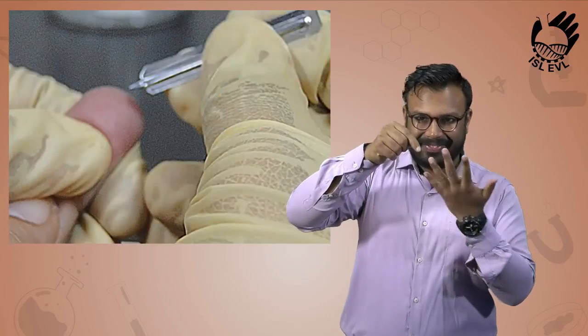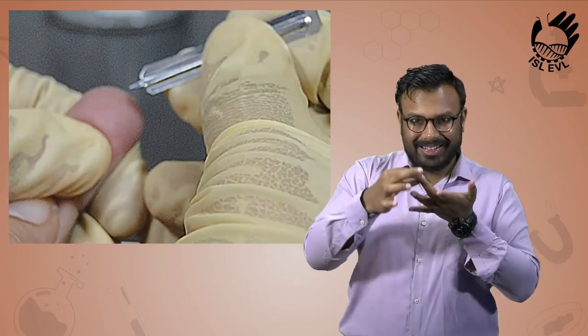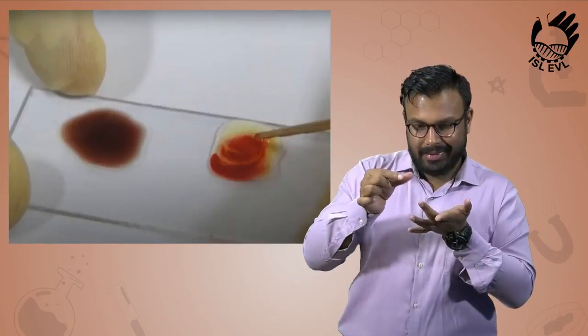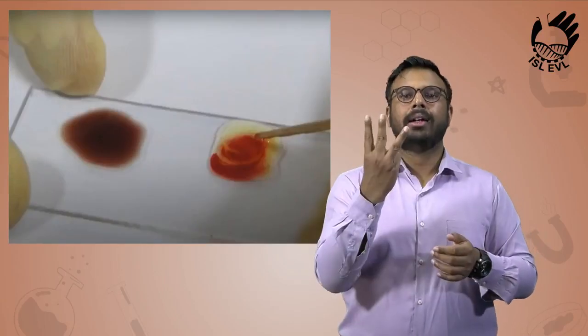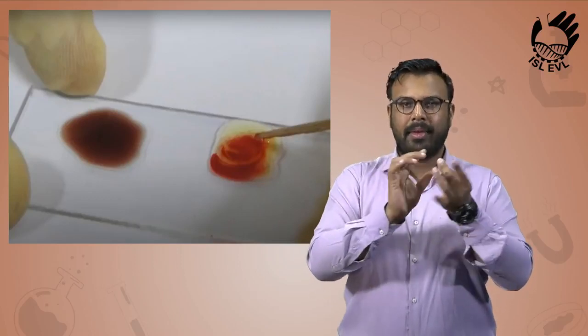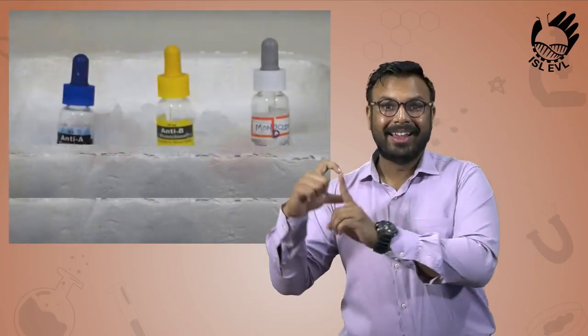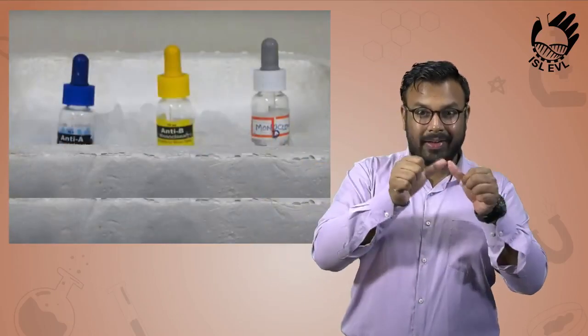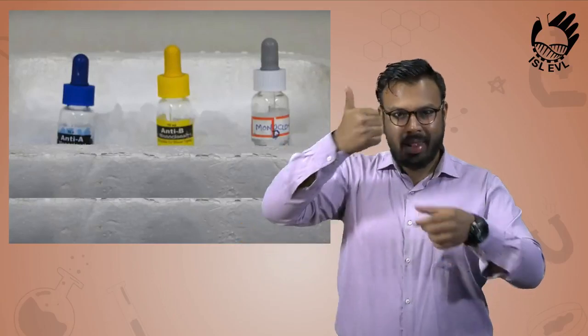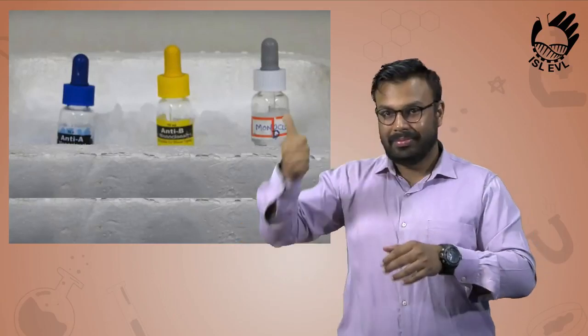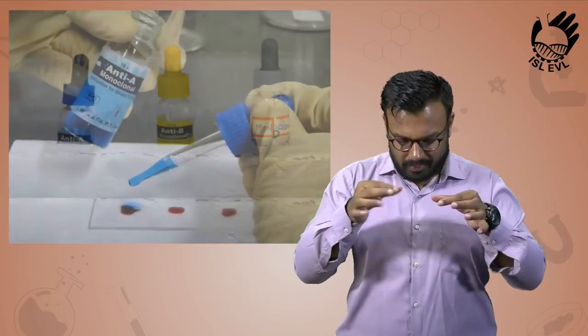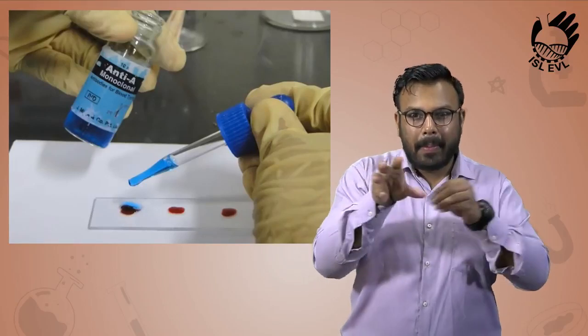First, we swab the finger with an alcohol swab and take a blood sample using a lancet. We take 3 separate drops of blood on a glass slide, place a cotton ball on the finger to stop the blood flow, and pour 1 drop each of anti-A, anti-B and monoclonal D on each drop of blood respectively.